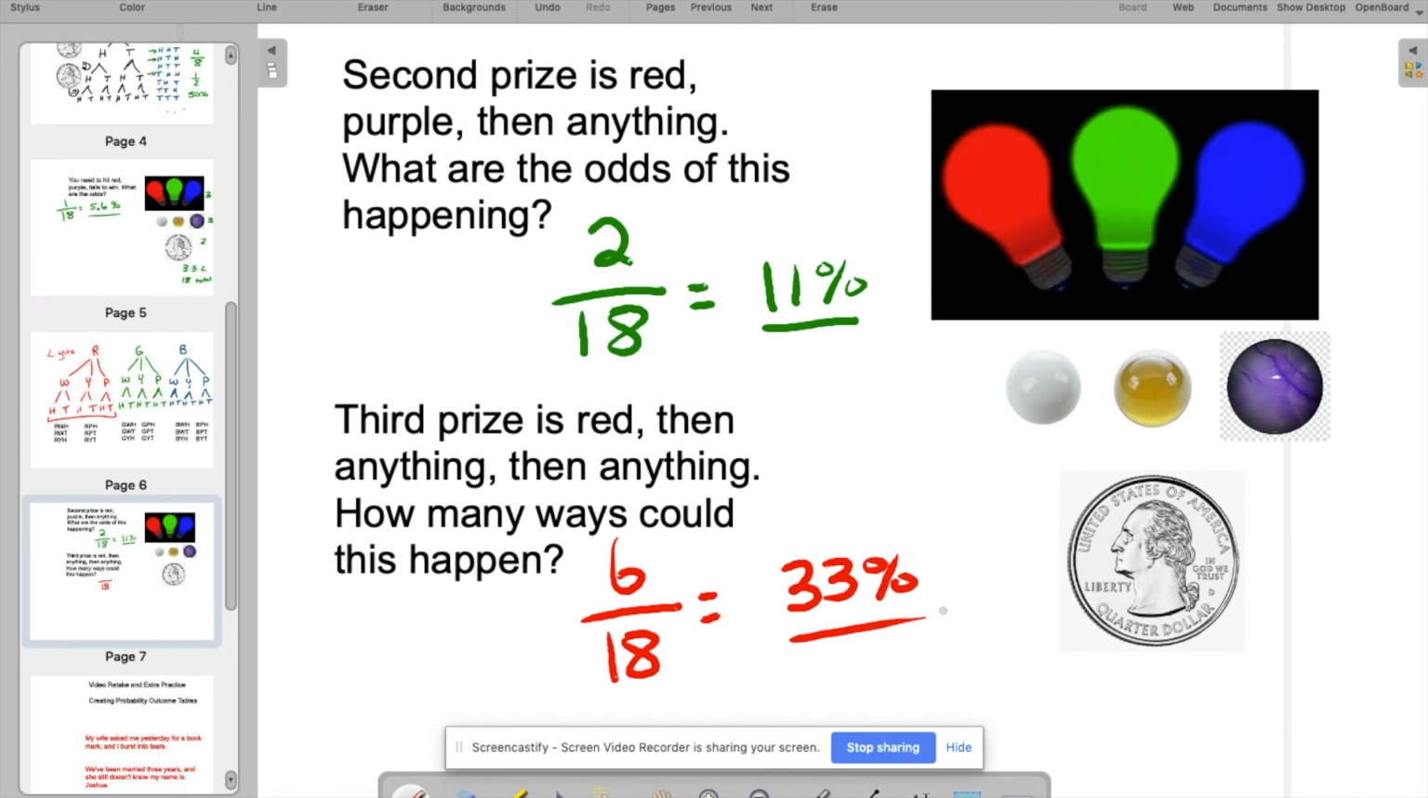And that right there is the video that covers how to create outcome trees and outcome tables. For all of P3, you are required to make the outcome tree and the outcome table for every problem. Then P4, we're going to learn some strategies to solve without doing that. As always, if you have any questions, please let me know.